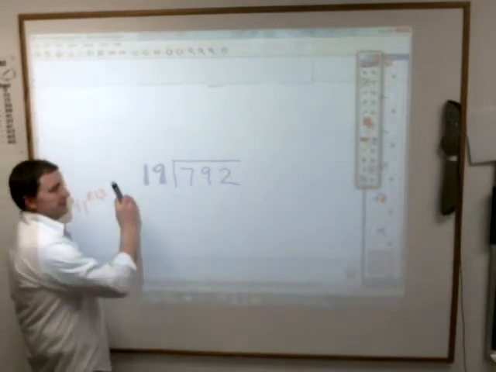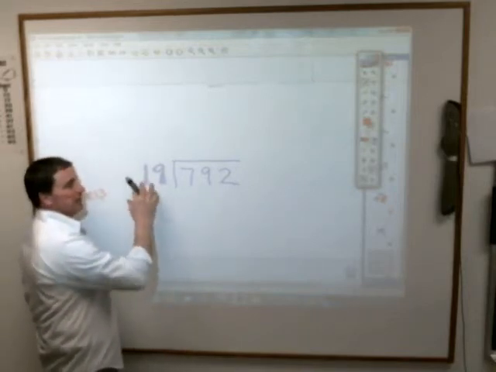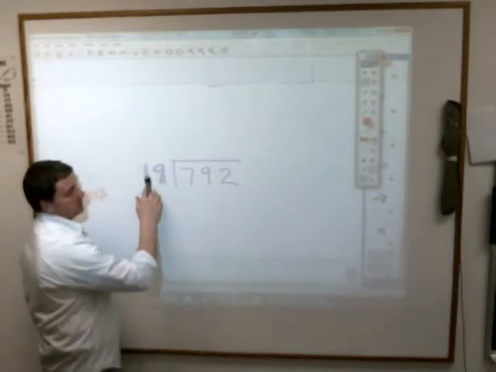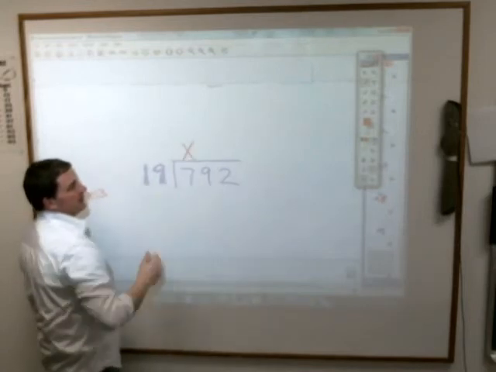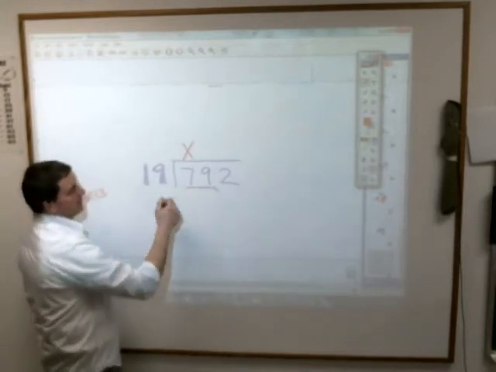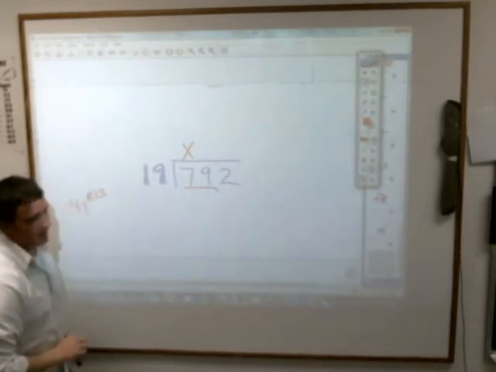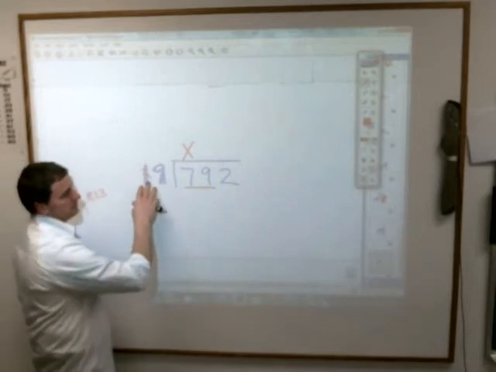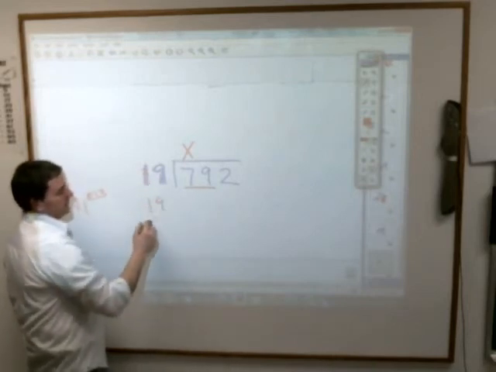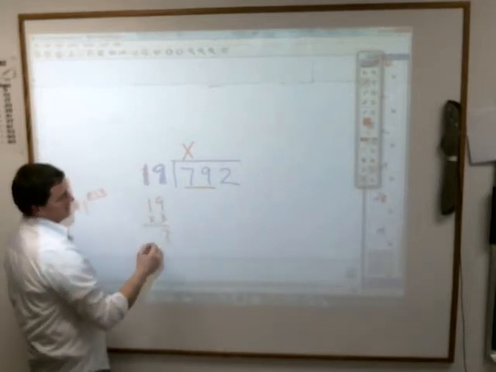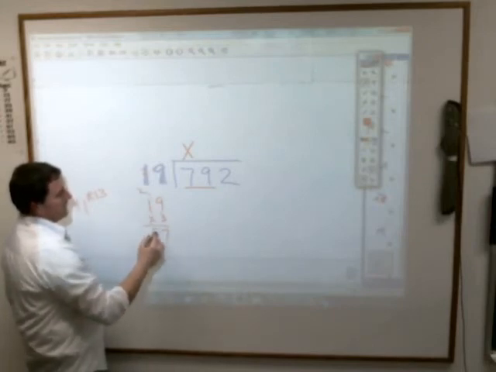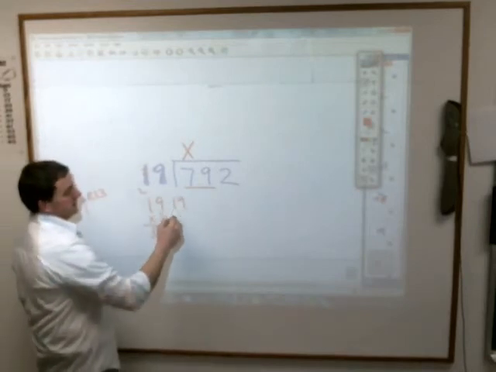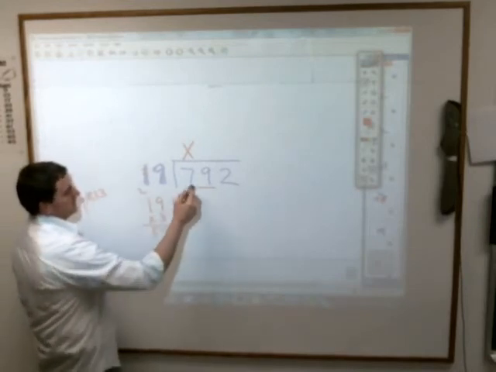And again, here's what you think about. 19's awful close to 20, so when you think about your guesses or your estimations, you want to think about this as being a 2, not a 1. There should be nothing above the 7. How many times will 19 go into 79? You think about this as being a 2 because it's close to 20, and you'd say, okay, I'm going to go with 3. So 19 times 3 is 57. If I do 57, it's going to be too small, so that actually ends up being 19 times 4, which is 76, right?